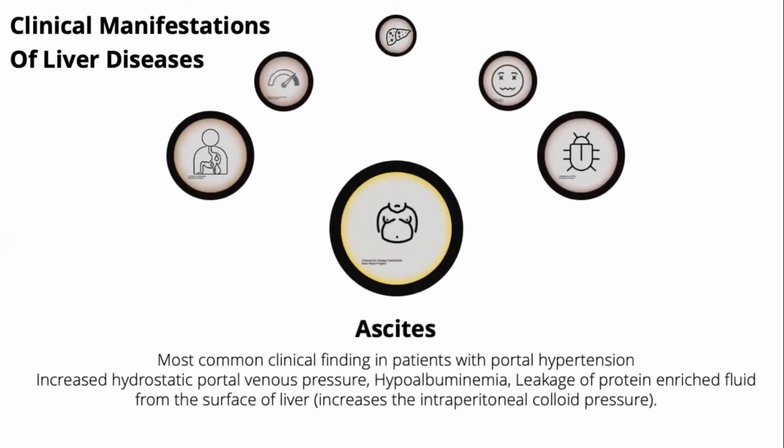Next will be the ascites, and this is the most common clinical finding in patients with portal hypertension. This happens as we have increased hydrostatic portal venous pressure, we have hypoalbuminemia, and we have leakage of protein-enriched fluid from the surface of the liver, which will increase the intraperitoneal colloid pressure.